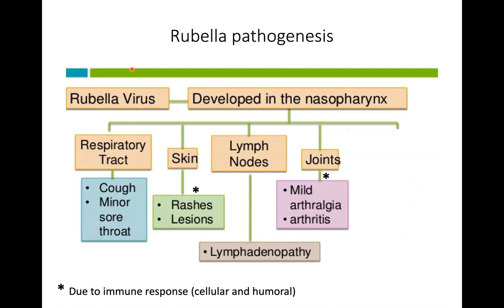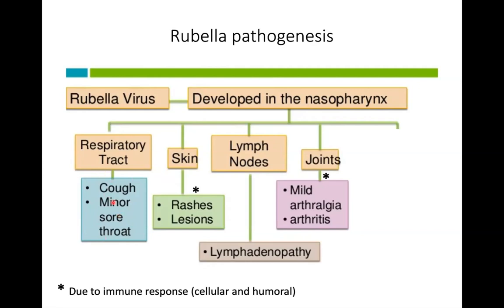Okay, so looking at the pathogenesis of rubella, initial infection causes replication of the virus there in the nasopharynx, right? Remember, it's spread by respiratory secretions. There in the respiratory tract, an adult at most is going to have a cough, a minor sore throat, nothing else. Young children will have this as well.